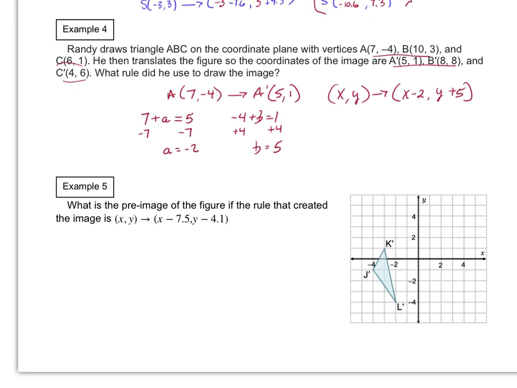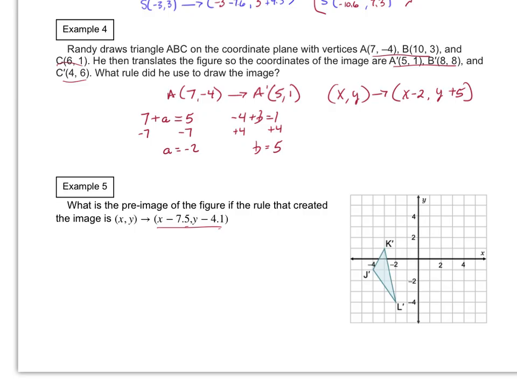Let's see here. Next, estimate. What is the preimage? I say estimate because we're talking about decimals on the coordinate plane. What is the preimage of the figure if the rule that created the image is this? Okay, well, let's see. I need to figure out where I started, right?